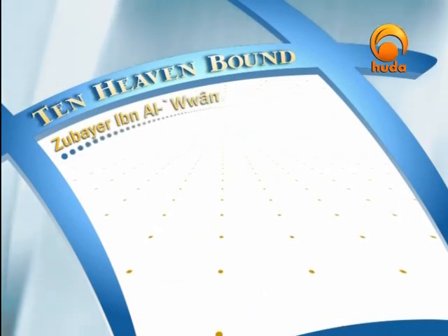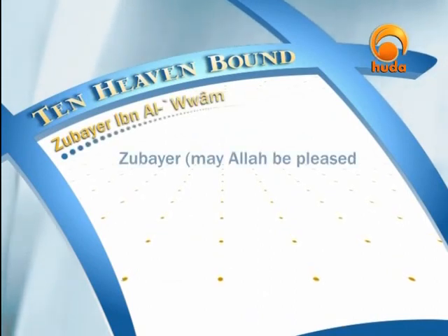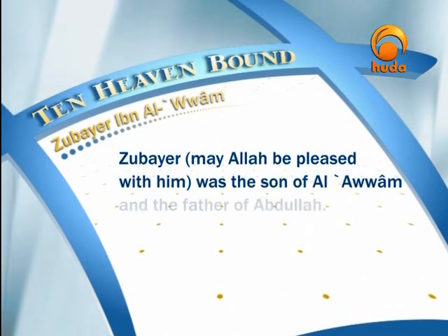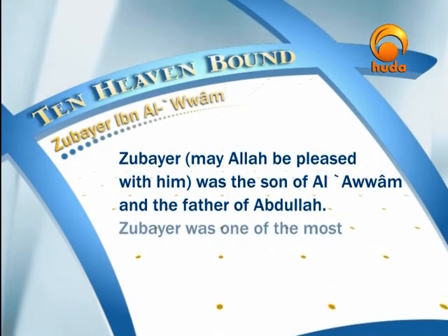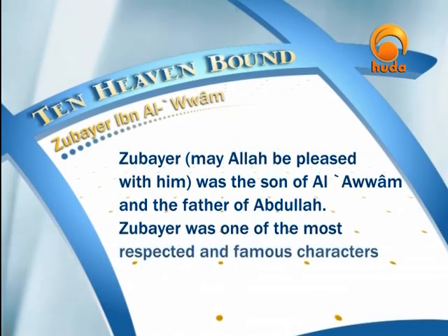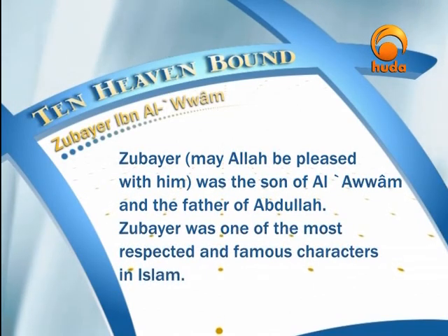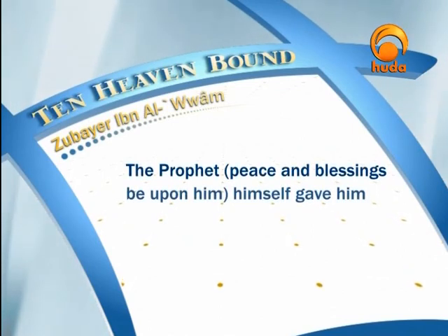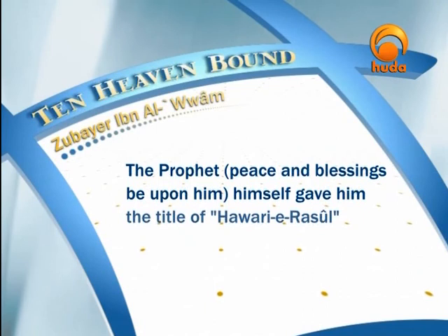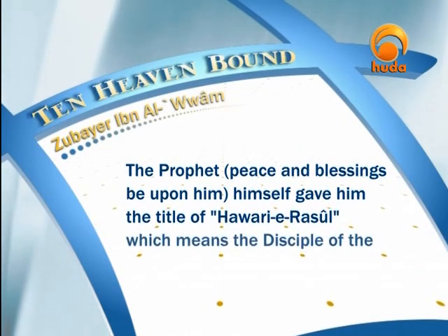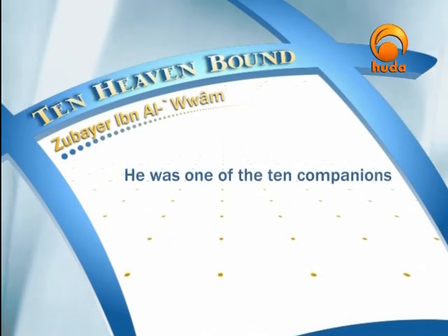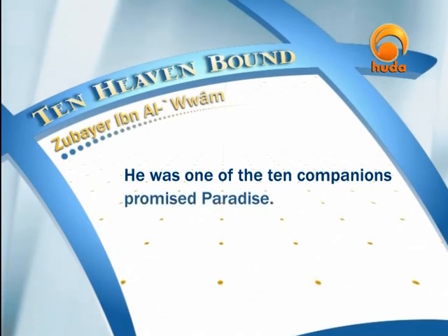Zubair ibn al-Awam. Zubair, may Allah be pleased with him, was the son of al-Awam and the father of Abdullah. Zubair was one of the most respected and famous characters in Islam. The Prophet, peace and blessings be upon him, himself gave him the title of Hawariyu Rasul, which means the disciple of the Messenger of Allah. He was one of the 10 companions promised paradise.